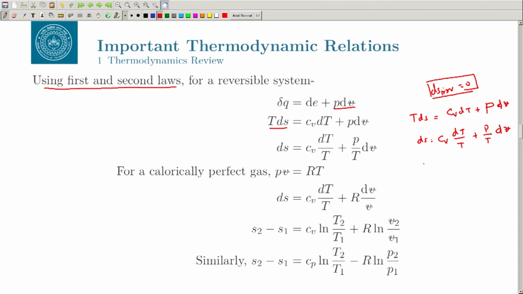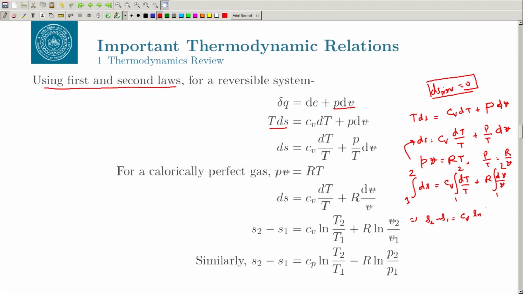Now, we can use the ideal gas equation, which is P v equals R T. Then it will give you P by T equal to R by V. If you use these two relations, dS will become Cv dT by T plus R dV by V. And if you integrate it from point 1 to point 2, assuming a calorically perfect gas, S2 minus S1 will become Cv ln T2 by T1 plus R ln V2 by V1.